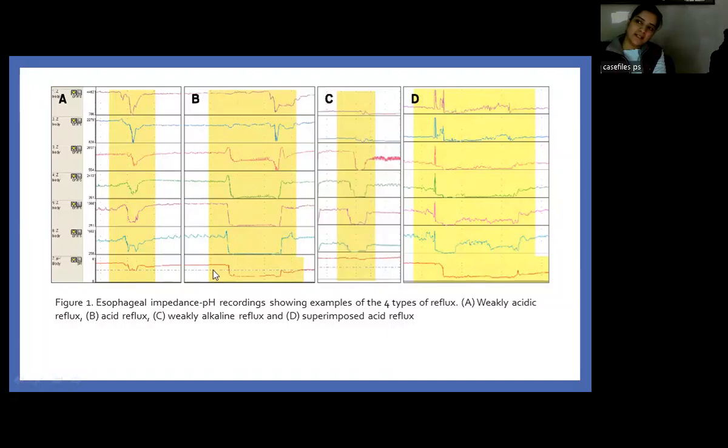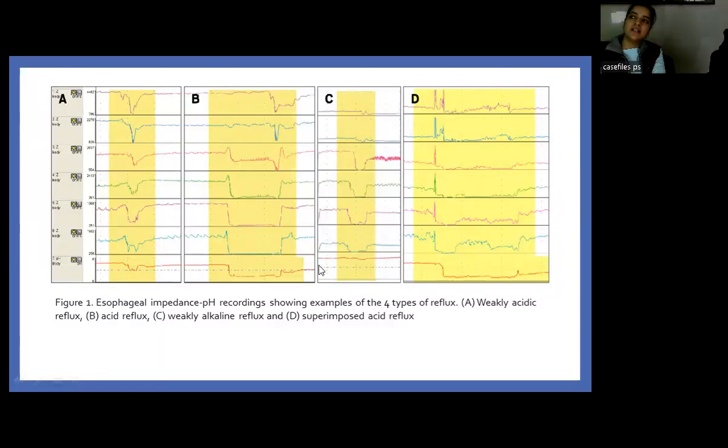In the second tracing, the pH tracing falls below 4. That is, the pH is decreasing. That is, there is acidic reflux, along with the impedance going down. That is, the liquid medium is there. So liquid reflux with a decrease in pH. It means the acidic reflux is ongoing. It can't go below 0. Yes.